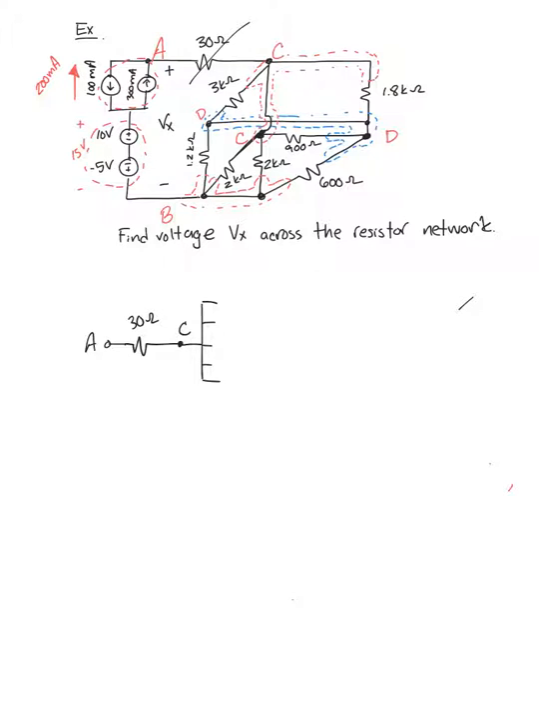Okay, I've got C to D through a 3K ohm. Cross it out. I've got C to D through a 1.8K ohm. That's D. That's D. Cross it out. I've got C to D through a 900 ohm.